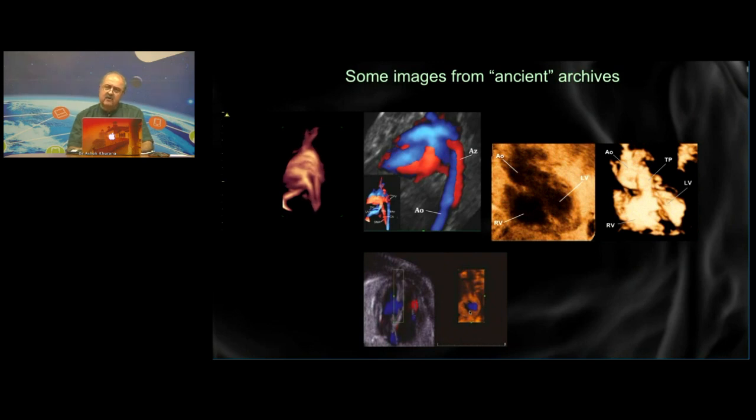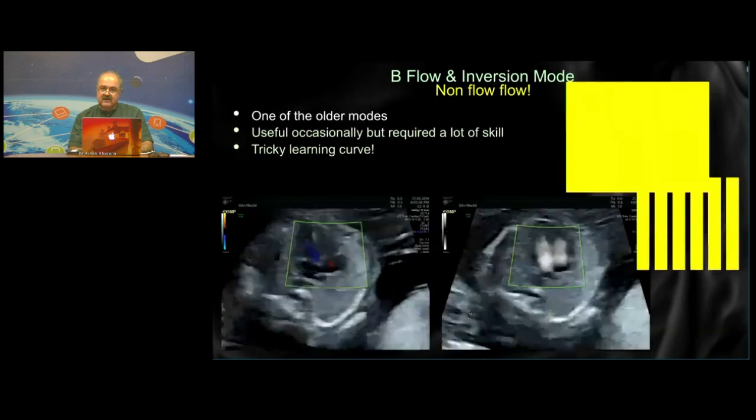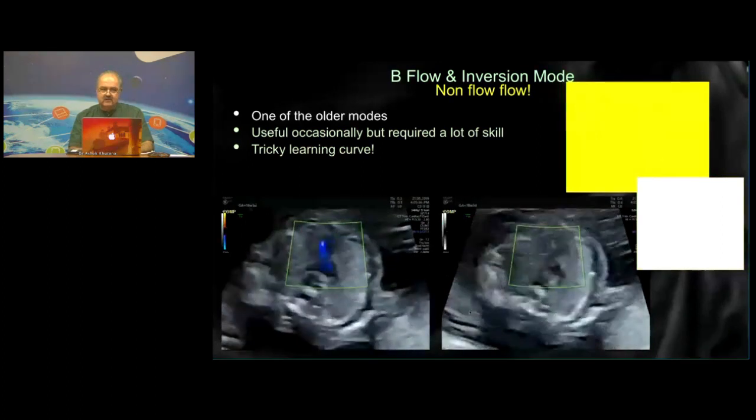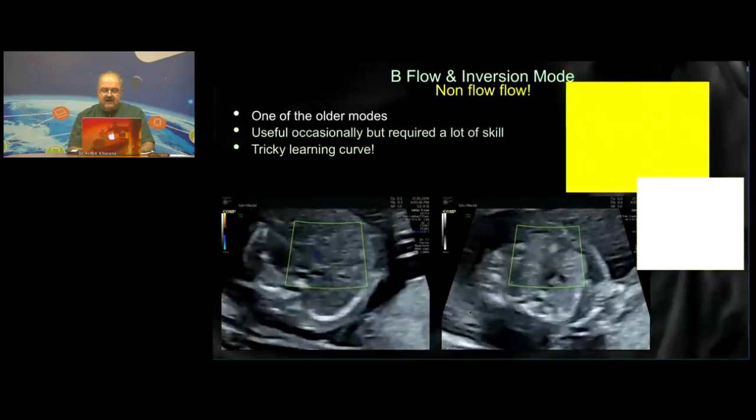We also moved on to non-flow flow. What's non-flow flow? It's B flow, which means that the emptiness is recognized as something that should be working like that. And then we realized that, yes, my apologies for this video not working. It will come on in a few seconds.